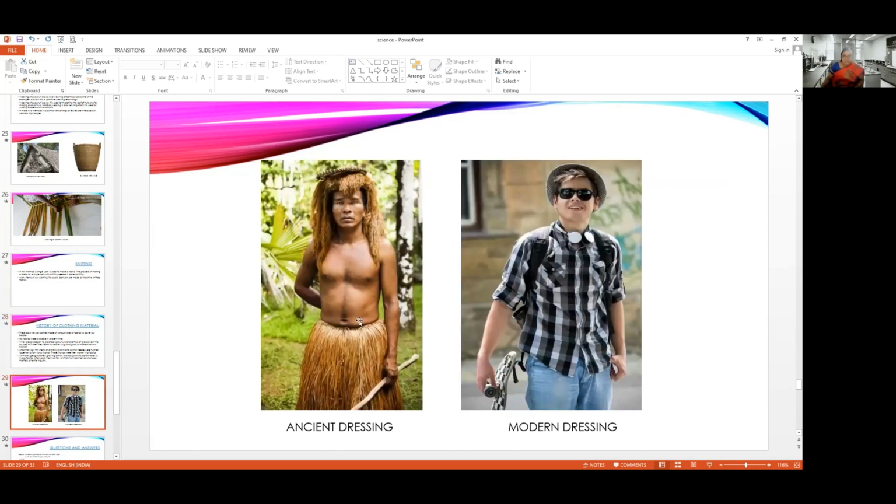Okay, initially, with the help of the fibers only, we made clothes like this. Now it is modern dressing like this.